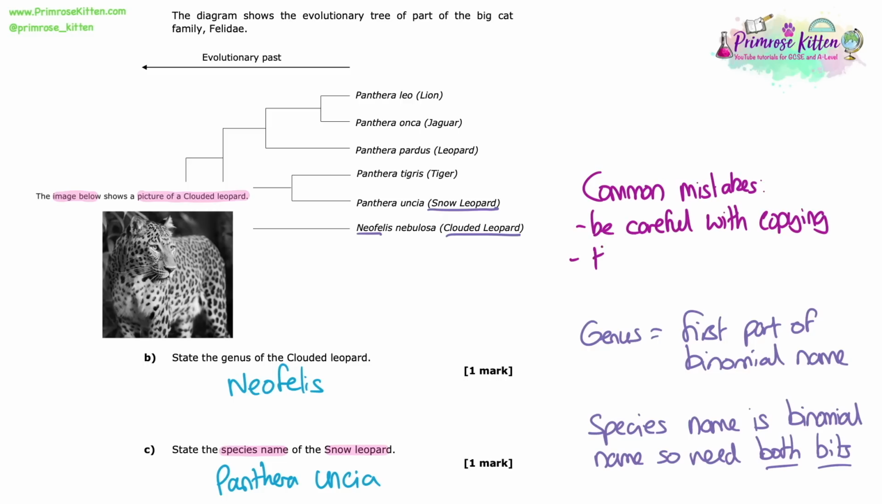Common mistakes made with these questions is being careful when copying. You are copying down Latin names, so be careful with the spelling, but also make sure you use capital letters and small letters where you should as well. And remembering that the species name is the binomial name, so you need both parts.